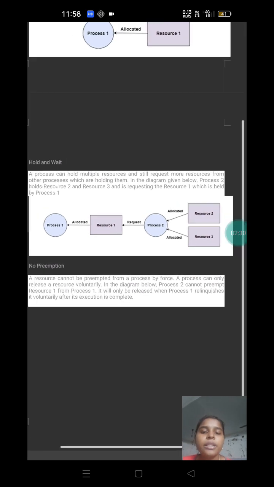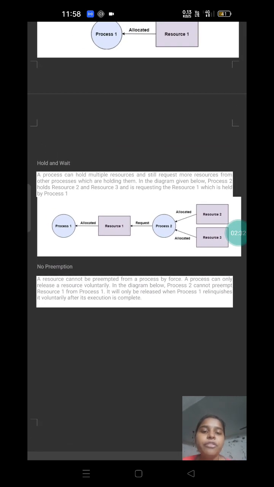Hold and wait. A process can hold multiple resources and still request more resources that are held by other processes. In the diagram given below, process 2 holds resource 2 and resource 3 and is requesting resource 1, which is held by process 1.